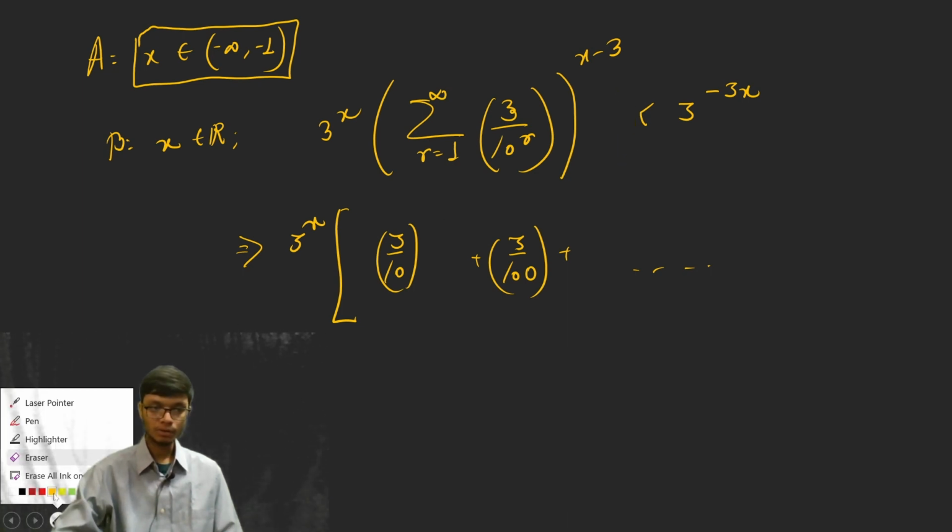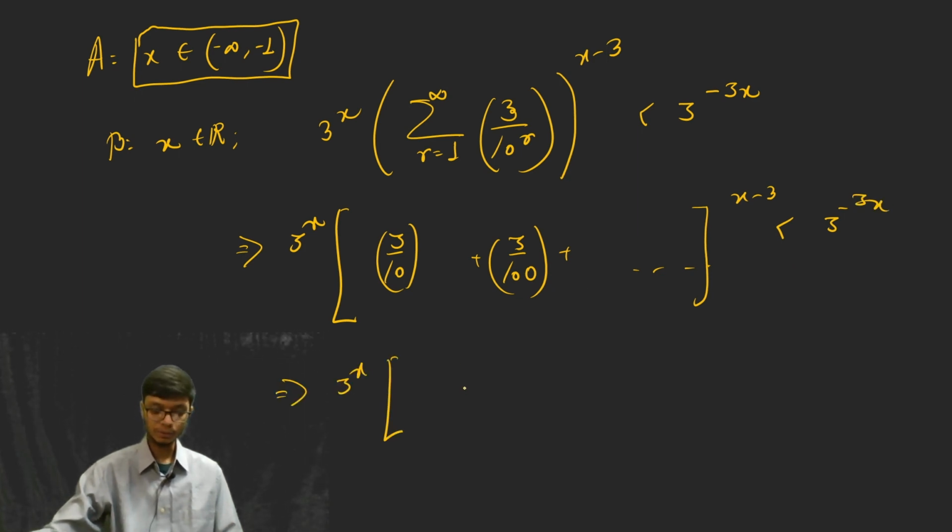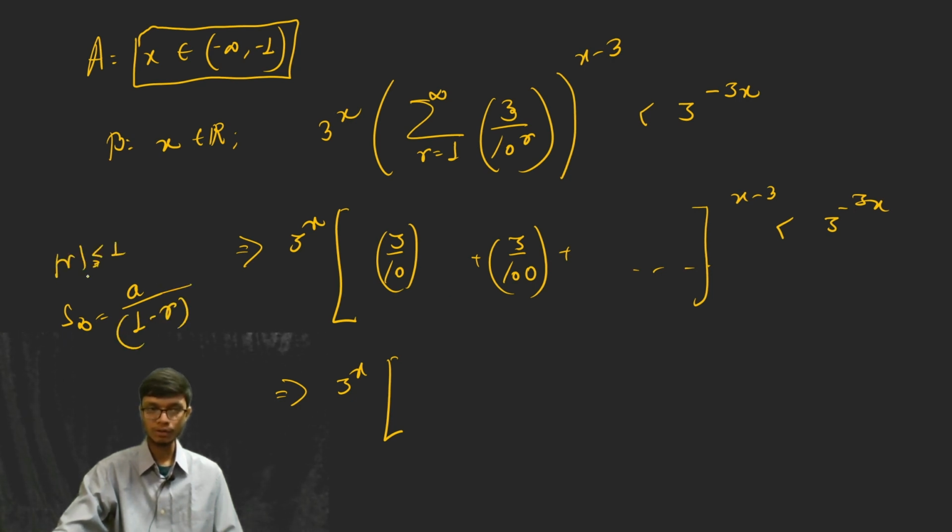So with this, this is an infinite GP whole raised to the power x minus 3, which is less than 3 to the power minus 3x. So from here you can solve it as 3 to the power x into the infinite GP. The sum of an infinite GP is the first term divided by 1 minus r, where the modulus of r should be less than 1, not equal to 1. So this result you will get as 3 by 10 divided by, and if you see, the common ratio is 1 by 10.